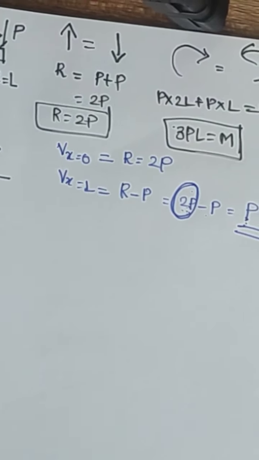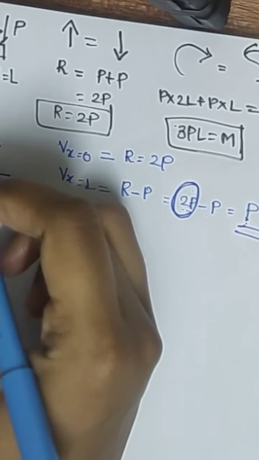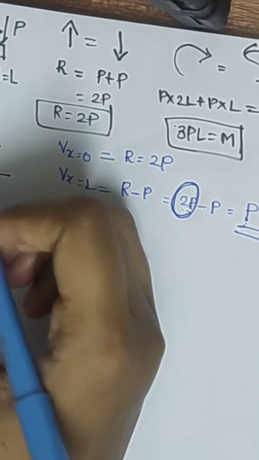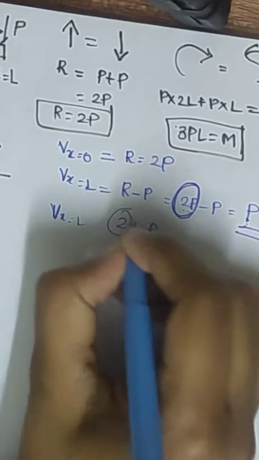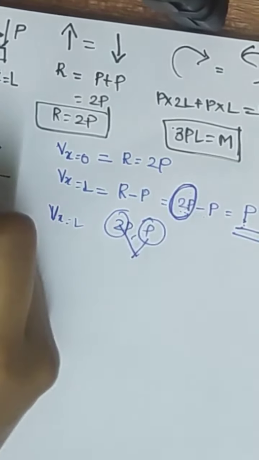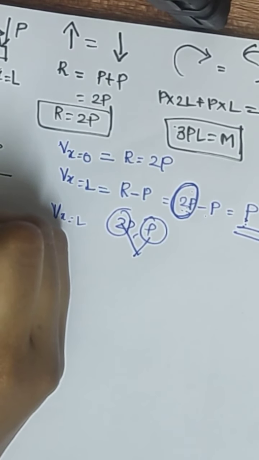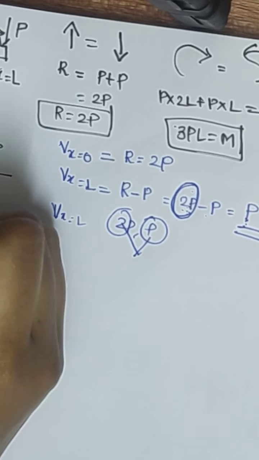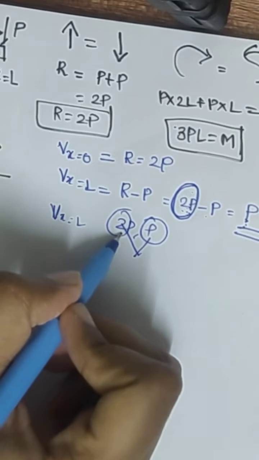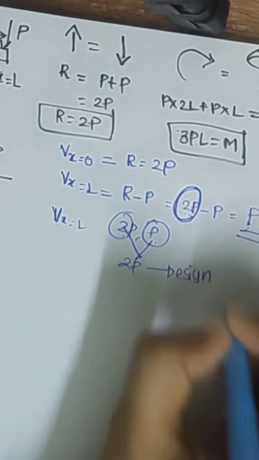If somebody asks you what the shear force is at this particular location, x equal to L, it will be 2P and P. So what do we take for the design, either 2P or P? For that we consider the LHS and the RHS. We take the maximum value of the shear force. There is 2P and here it is P, so the maximum is 2P. So 2P will be taken for the design.